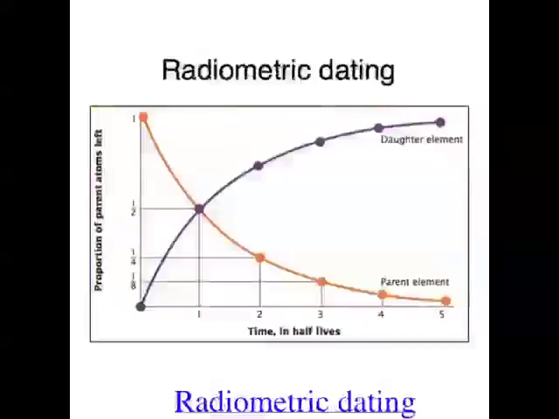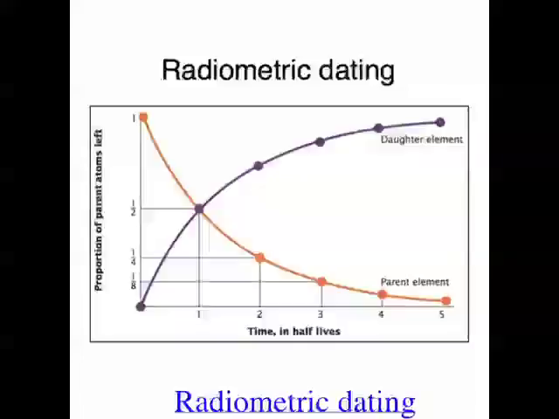Now, the second general way to find out the age of a fossil or a geological structure is to find out the structure's absolute age. And the most important method of finding out the absolute age of a rock or a fossil is by radiometric dating. And this is done basically by using some certain special radioactive elements.